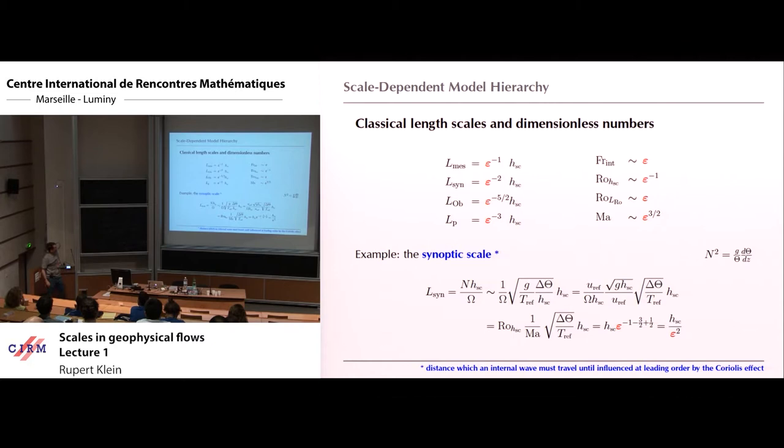And at the same time, I can relate the pressure scale height to all sorts of length scales that the meteorologists talk about all the time, like the mesoscale, the synoptic scale, the Obukhov scale, and so on and so forth. They are related to the pressure scale height by straight powers of epsilon. Notice the meteorologists would argue that there exists a synoptic scale because they observe the weather pattern. Here, it comes out as being a natural length scale in the problem that's related to the parameters of influence that I picked to begin with.